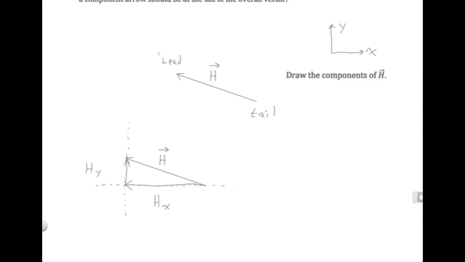Here's another way. So now this time, at the tail, I'm going to draw a line that's parallel to the y-axis, a vertical line. And at the head, I'm going to draw a line that's parallel to the x-axis, a horizontal line. And now you can see we have another right triangle. And so the sides of that right triangle are the components.